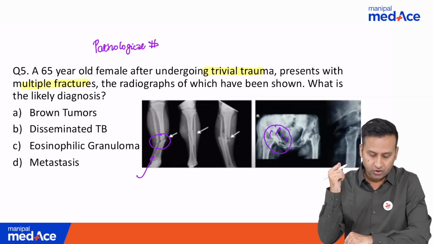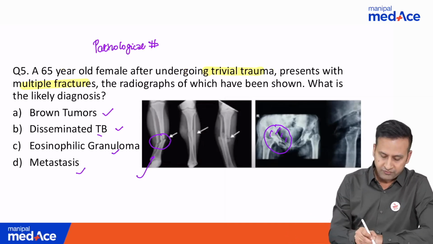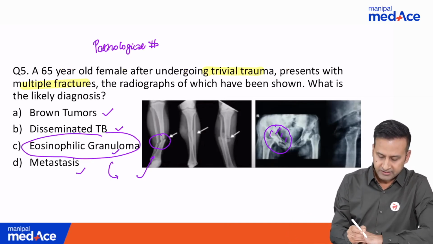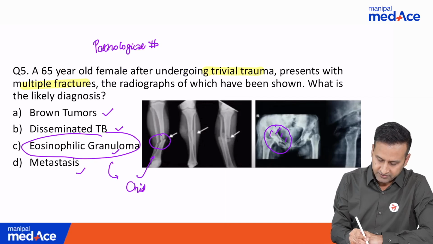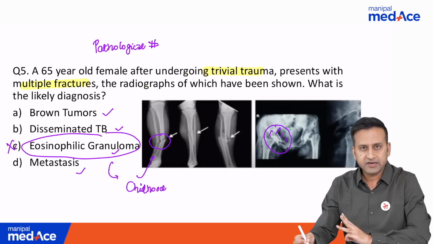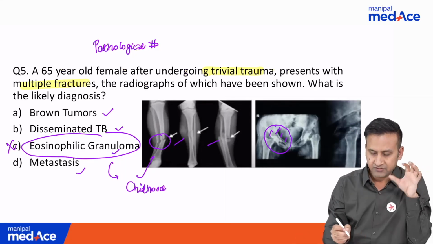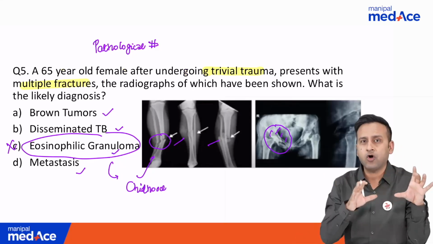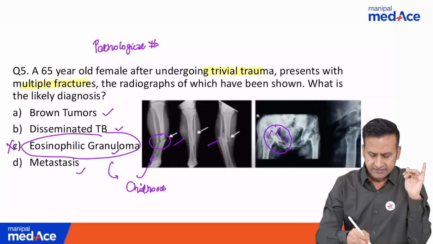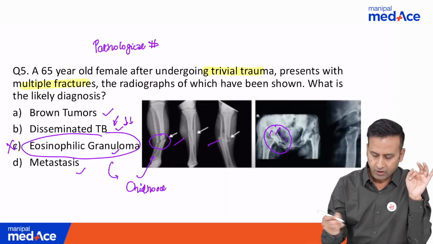So let's have a look at the options. The options are brown tumors, disseminated TB, eosinophilic granuloma, and metastasis. Now, eosinophilic granuloma, we talked about this before, is a disease of childhood. So it's out of the question. Now, the three options that are provided all make sense. But when we talk about these types of fractures which are involving the shaft of long bones, usually we don't find a disseminated TB in the shaft of long bones. So again, this is going to be somewhere down the list.